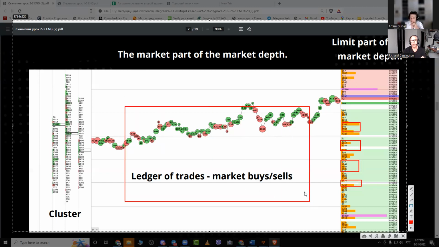Ledger of trades, market buys or sells. The market part of the depth market moves the market. The ledger of trades shows a bid and ask, a green price. The green ones are buys and red ones are sells in circles. Or for you, purple and blue, or two colors.